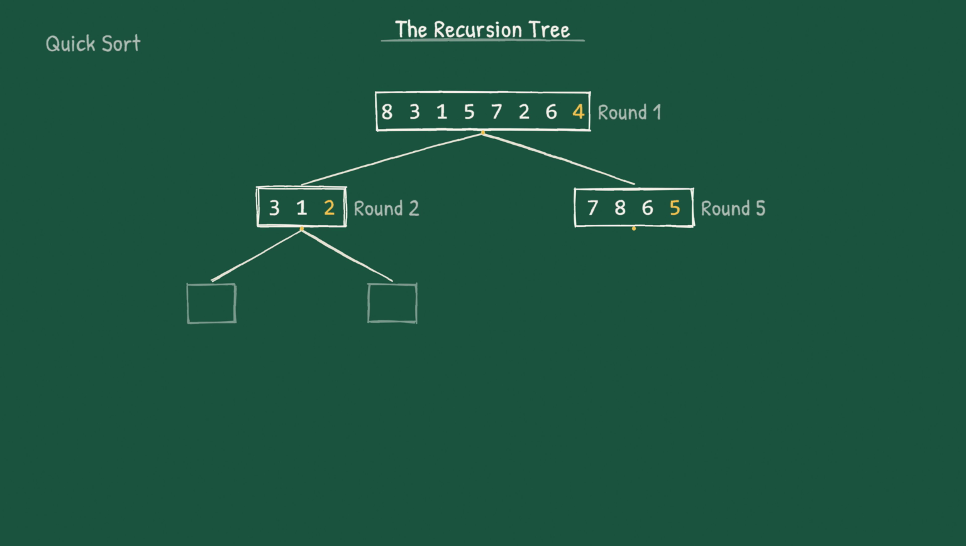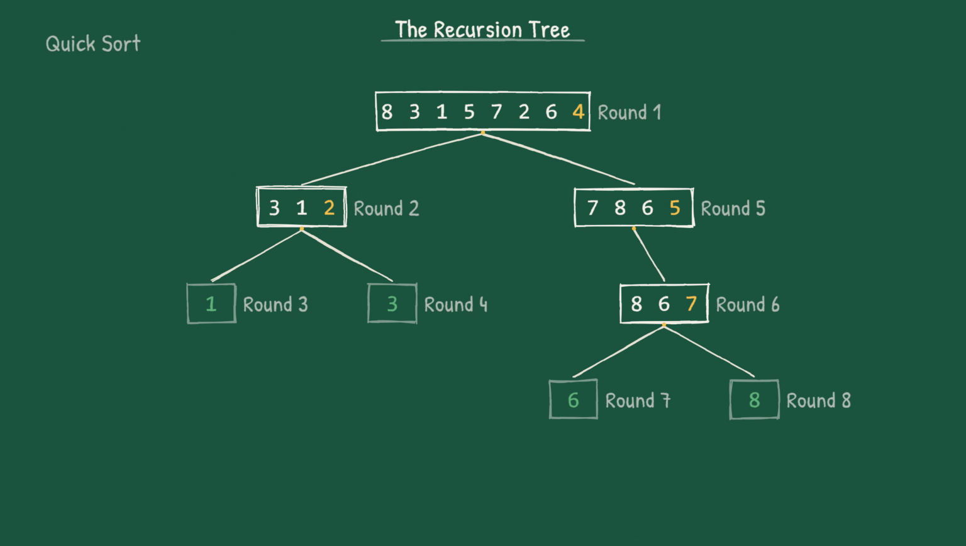The left split into single elements, 1 and 3, around pivot 2. The right split into 8, 6, 7, around pivot 5. We had just one more split on the right side, leaving single elements 6 and 8 around pivot 7. This is our recursion tree. Every block is a single sub-problem. Every level splits the work in half. Remember this shape because it's the key to understanding how fast quicksort really is.